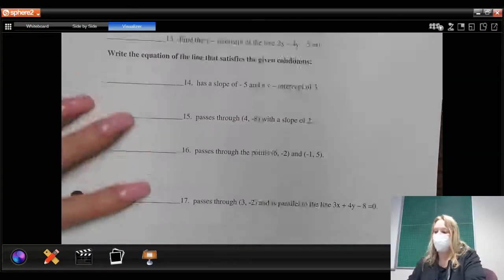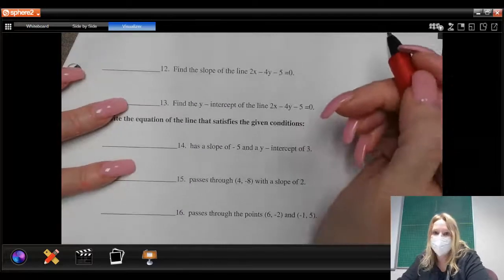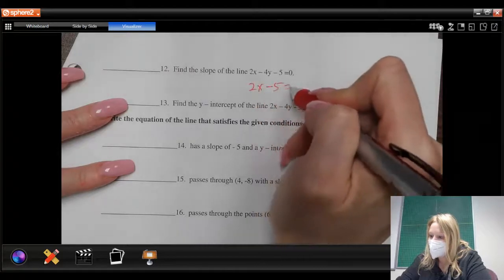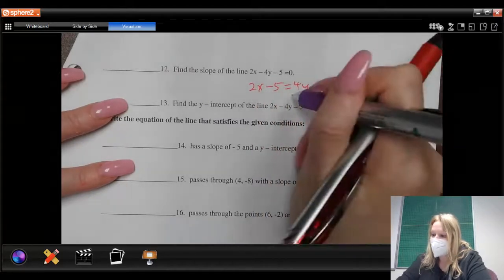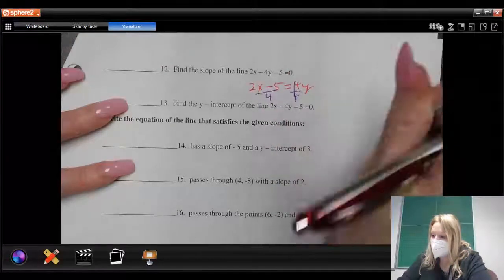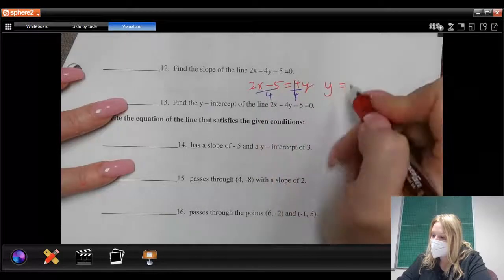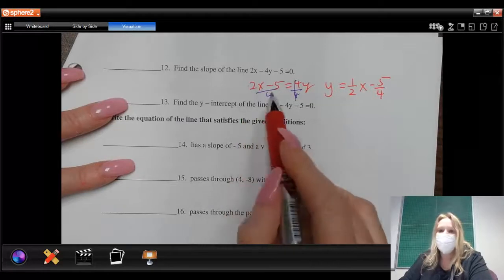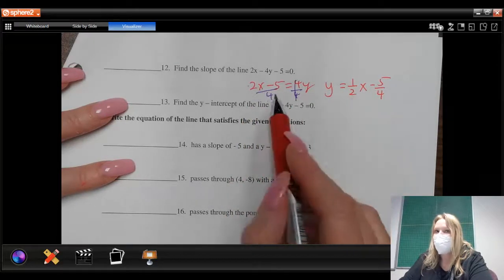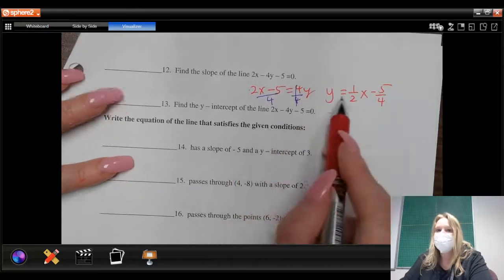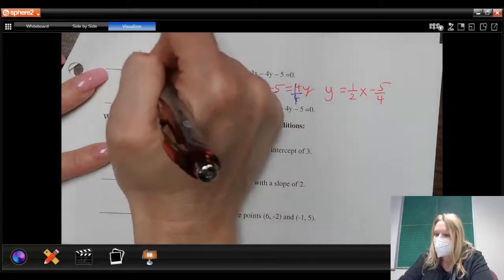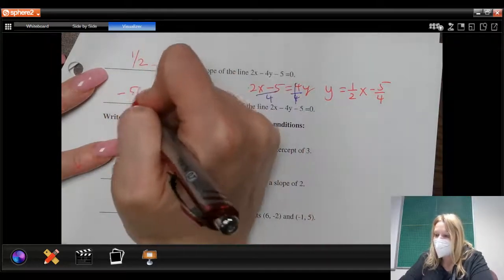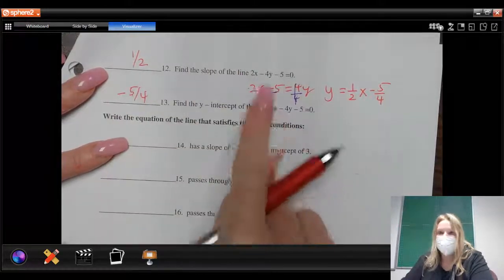All right, so now some stuff with writing equations of lines. Okay, they want to know what's the slope of this line. Well, I've got to get it into y equals mx plus b form. All right, so this is 1/2 x minus 5/4. So 2/4, I'm saying, is 1/2. And then that's -5/4. So for what's the slope of this line? 1/2. What's the y-intercept? That's the -5/4. Because this is the same line as here.